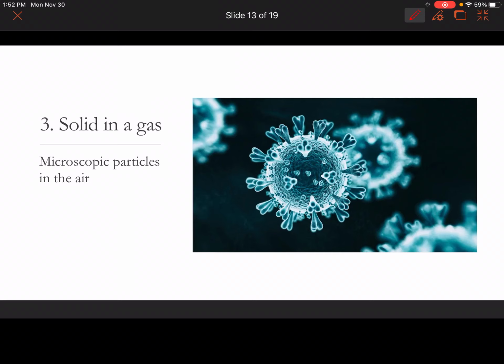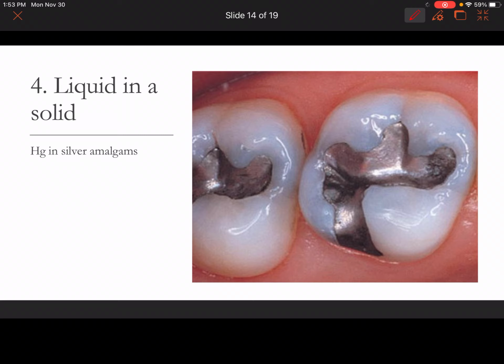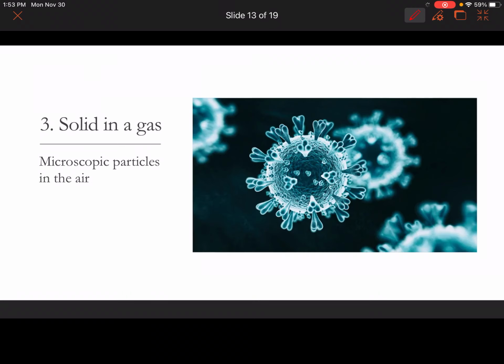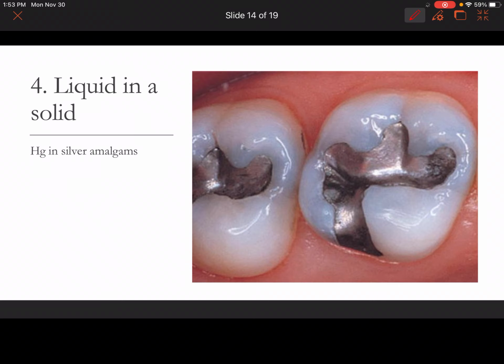Next one, we have solid in a gas. So again, this one feels a bit weird too, right? This could be microscopic particles in the air. So this is our coronavirus here. If we have these little particles in the air, this would be considered a solution. We can't see them. They're there. Now, I'm thinking about it, I don't think that'll actually work for the coronavirus because technically you could filter that out. So maybe we won't use that as an example, but other microscopic particles, think of that in the air.